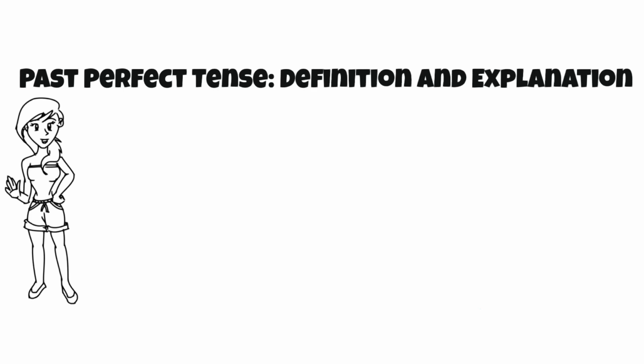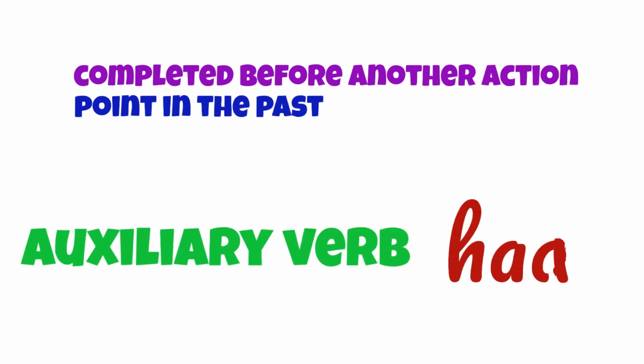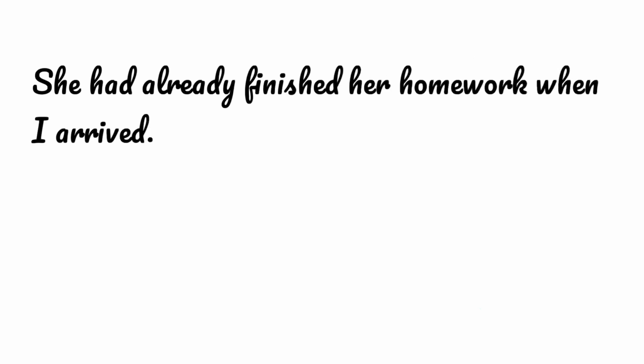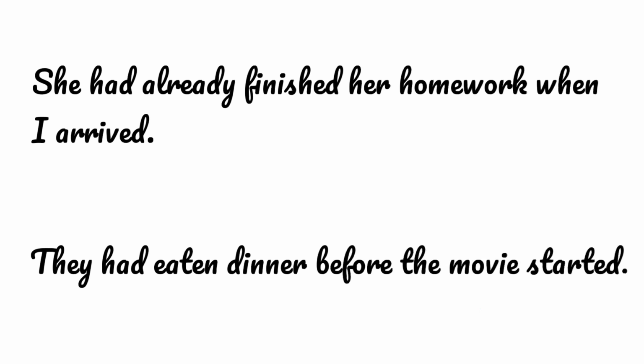The past perfect tense is used to describe an action that was completed before another action or point in the past. It's formed by using the auxiliary verb had, followed by the past participle of the main verb. For example, she had already finished her homework when I arrived. Or, they had eaten dinner before the movie started.